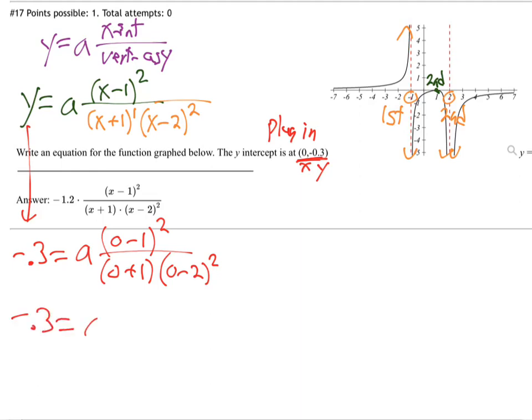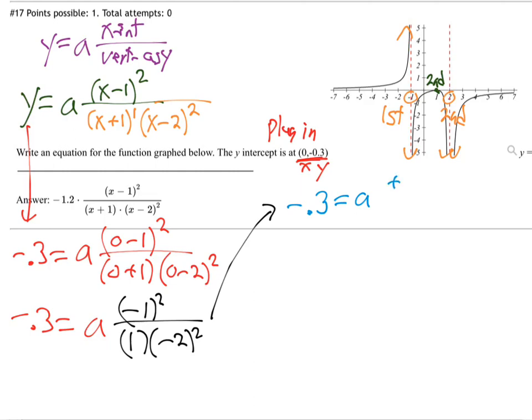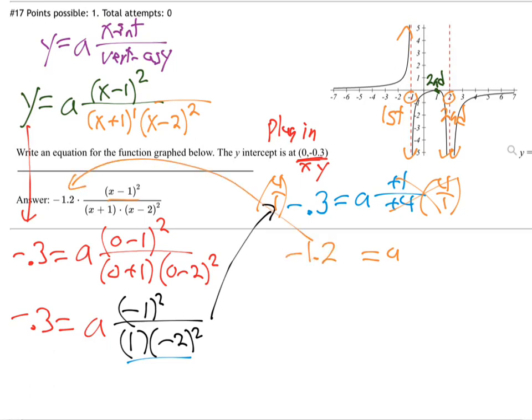So let's see what we got here. Change the color here. So -1 squared over 1 times -2 squared. So what becomes of that? -0.3 is a times +1 over 1 times +4, +4. How do you solve that for a? You multiply both sides by the upside down, the reciprocal, 4 over 1, cancel, cancel. A is 4 times -0.3, in your calculator, -1.2. There's the a. X minus 1 is squared on the top, just like we said. The x plus 1 first power on the bottom, x minus 2 squared on the bottom. There it is.